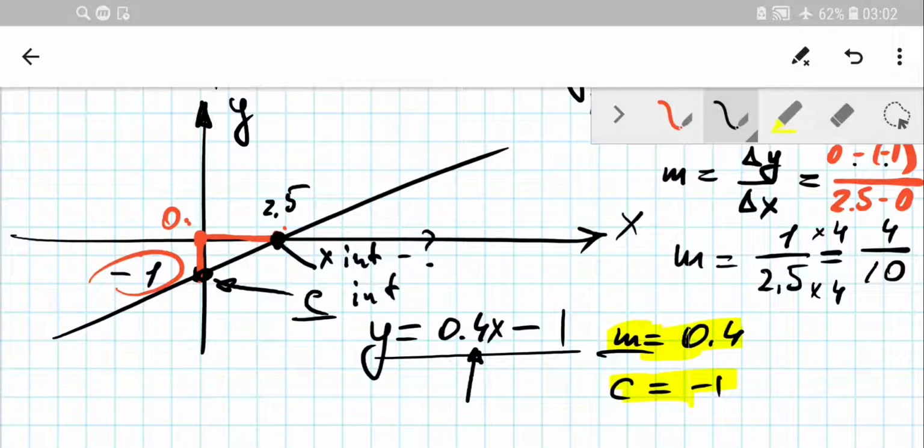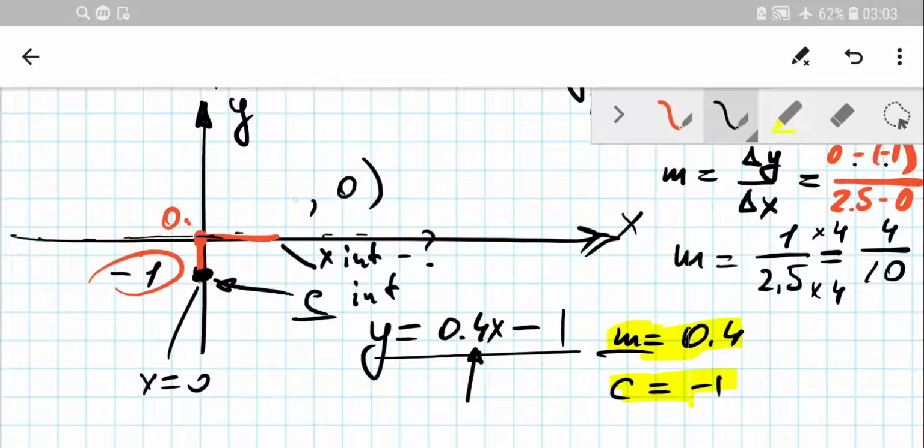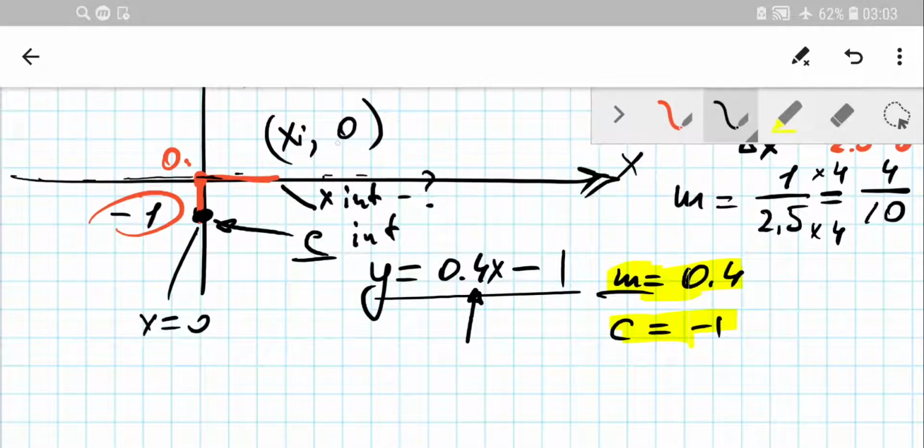So, how to determine the x-intercept? You know that for the y-intercept, we know that x is 0, right? But for the x-intercept, we definitely know that the y coordinate should be 0, because this line is the x-axis, and any point lying on this line should have y equals 0, because the level is 0 for y. Okay, so let's pretend we don't know this point. So we don't know this x-intercept. How to find it? We just need to do the following. We know that for this point, y equals 0.